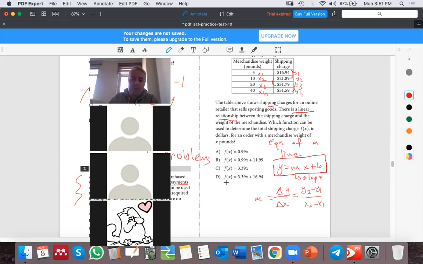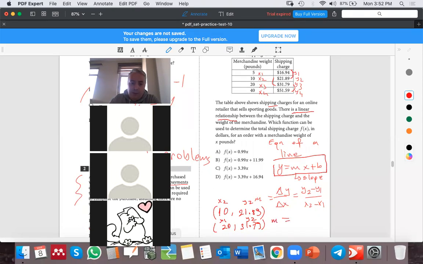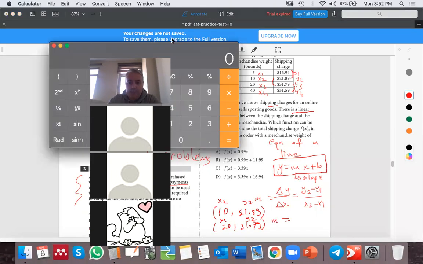Choose it. So for example, let me choose 10, 21.89. It's first point. The second point, 20, 31.79. Okay, so this is y2. This is x2. This is x1. This is y1. If I use the calculator, it will be easier for me. How can I use the calculator? So slope is equal to, let me use the calculator directly.